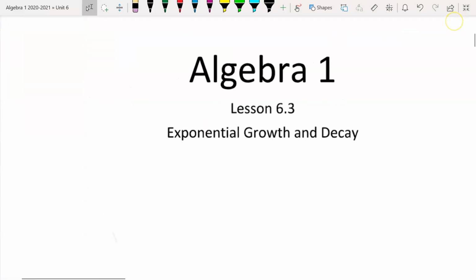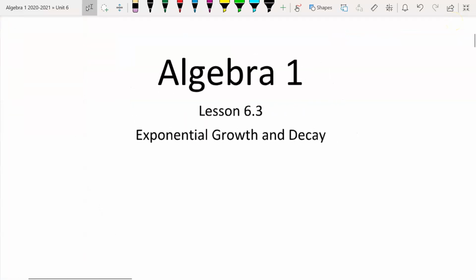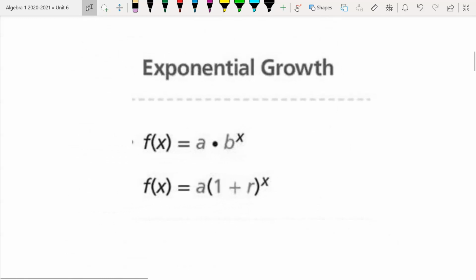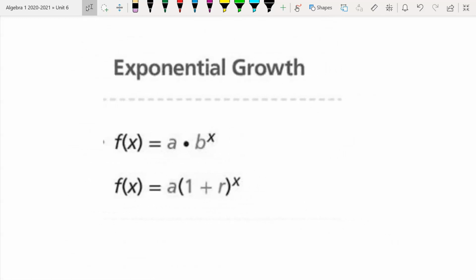Okay guys, so now that we talked about the basics of exponential functions, we're going to talk about exponential growth and decay. So the first thing we're going to start with is exponential growth, okay? So here's the equation for exponential growth. I really want you to go ahead and write it down right here. I just highlighted it in green. So this is exponential growth.